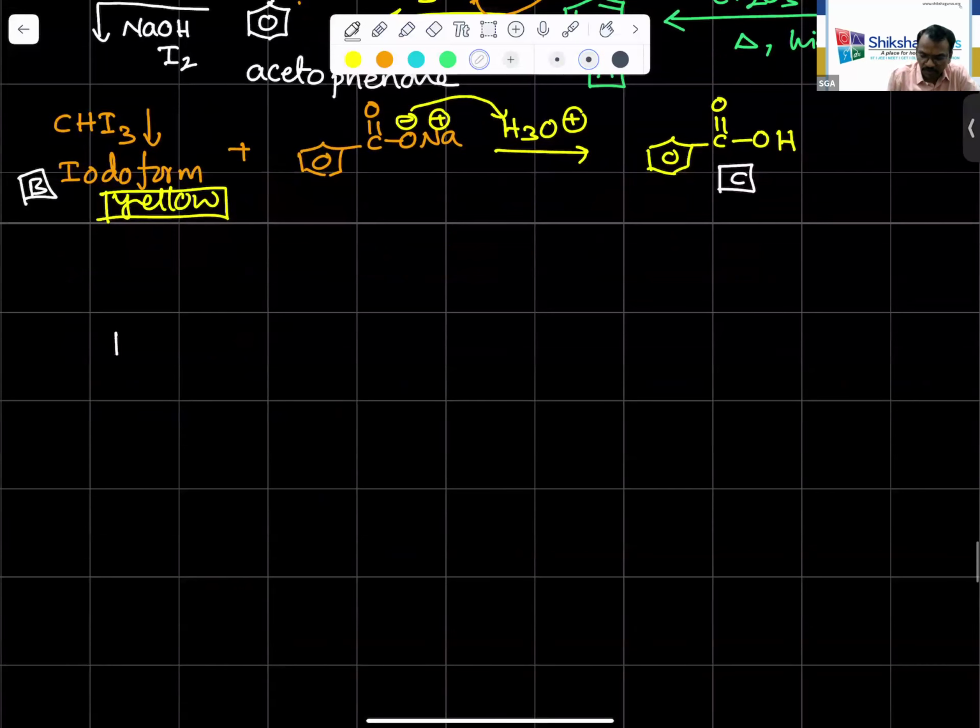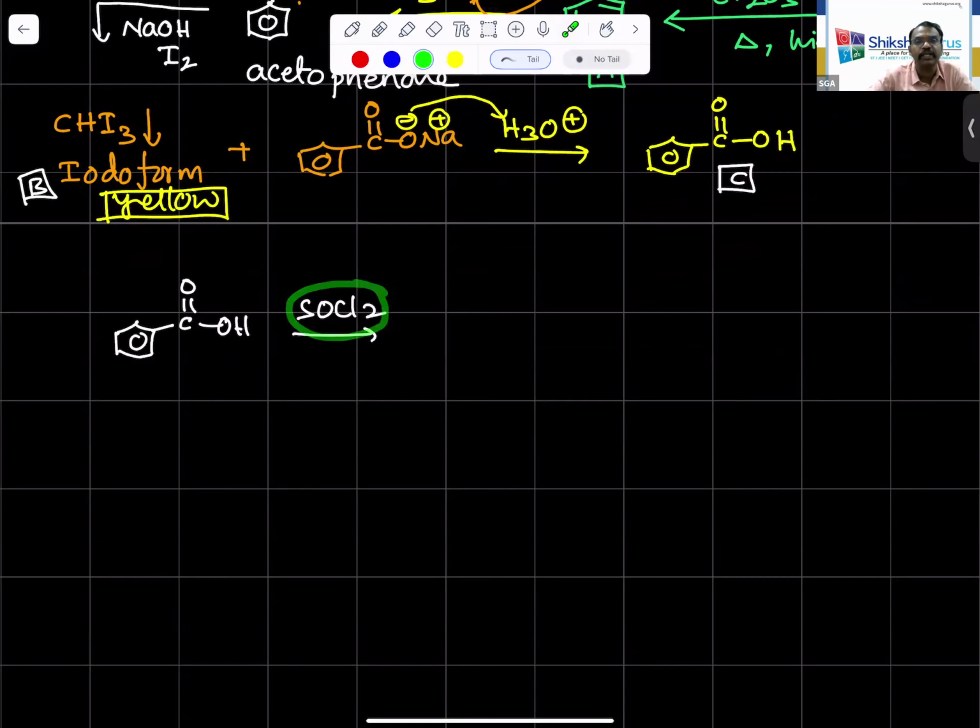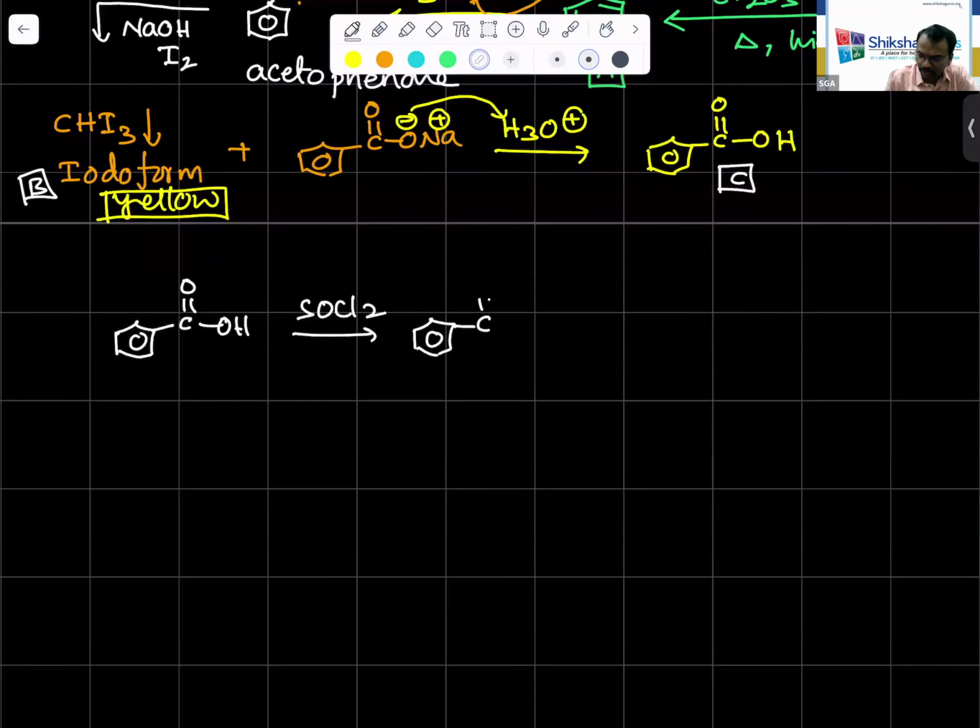Now, benzoic acid is treated with SOCl2. What will happen with SOCl2? We know the main purpose of SOCl2. It displaces OH with Cl. Either it may be alcohol or carboxylic acid, that is not a problem. Here it is carboxylic acid. Therefore, here OH will be replaced by Cl. This is compound D.